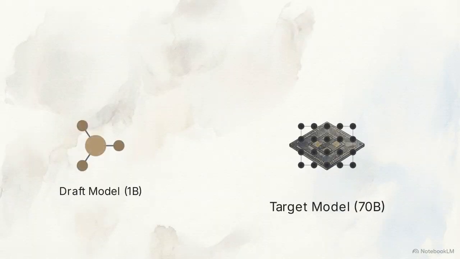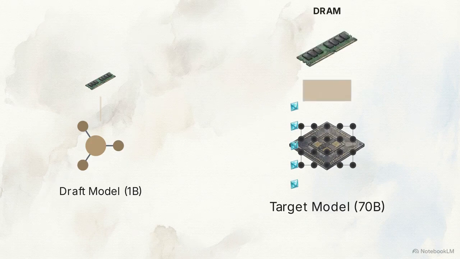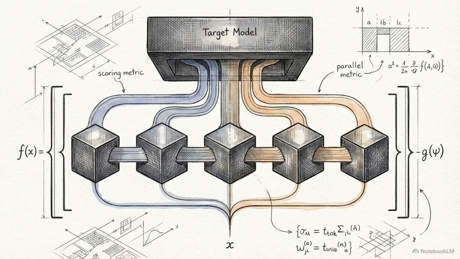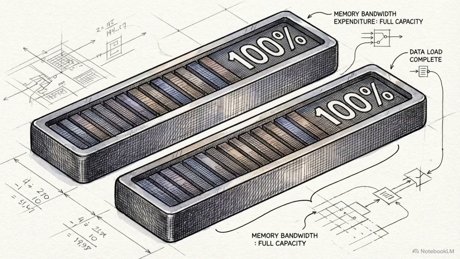First, a tiny 1 billion parameter draft model quickly guesses multiple tokens, barely stressing memory bandwidth. Next, the massive 70 billion parameter target model takes over. It loads its weights from DRAM exactly once, scoring all 5 guess tokens in parallel. Because the target model is evaluating an existing sequence rather than generating one step at a time, scoring 5 tokens takes virtually the same time and memory bandwidth as generating one.